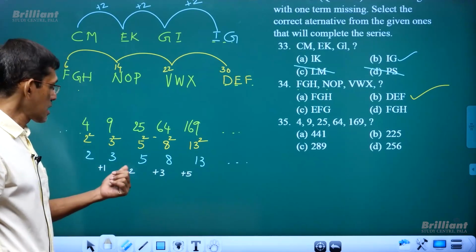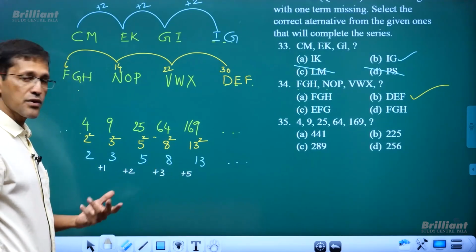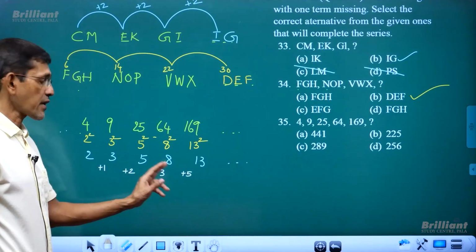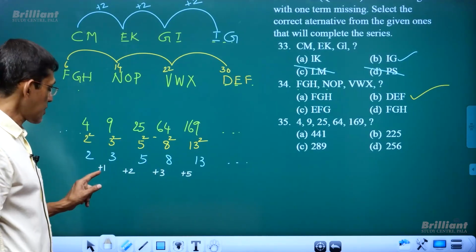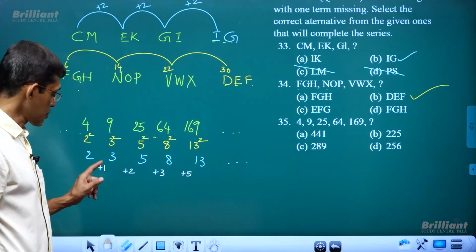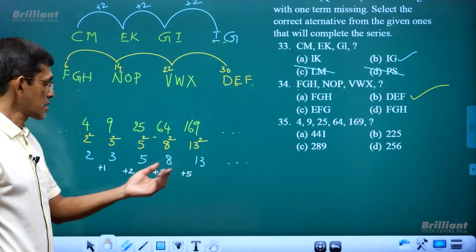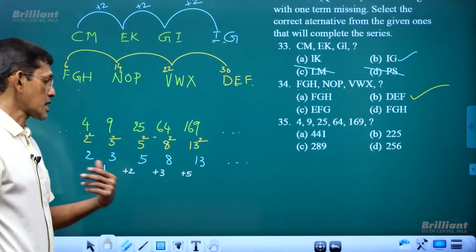Here it's 1, 2, 3, and 5. We don't get any idea. If it is just 2, 3, and 5, we know that 2, 3, and 5 are prime numbers. However, we have 1 as well. 1 is not a prime number. So 1, 2, 3, 5. We don't see the pattern. Next one could be 6 or next one.